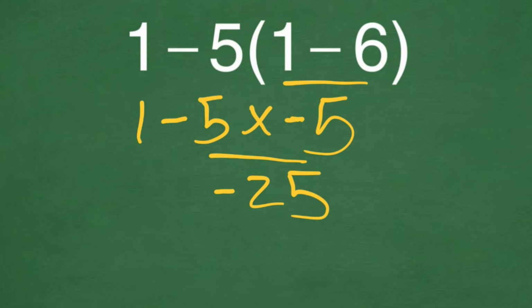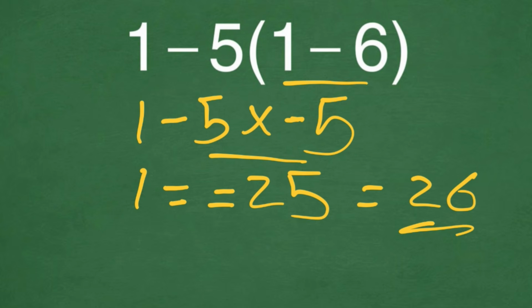And now the problem becomes 1 minus negative 25, right? So I'm going to put this in parentheses to just eliminate confusion. So 1 minus negative 25. So we are going to simply add these two, right? In case you don't know, a negative minus a negative is just positive, right? So here the answer would become 26. So the final answer to this question is 26.